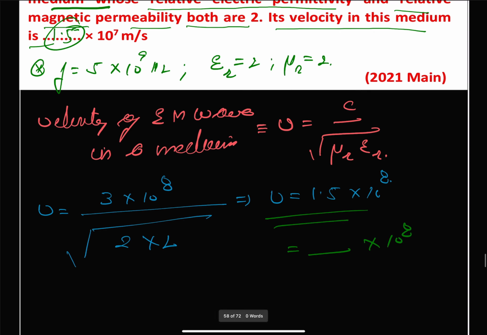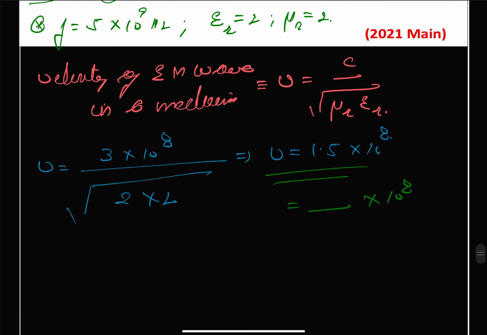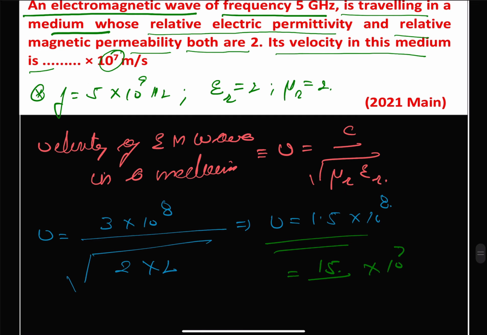Sorry, not 1.5, but here it is 10 to the power 7, my mistake. So this is 10 to the power 7, so this comes as 15. Next question.